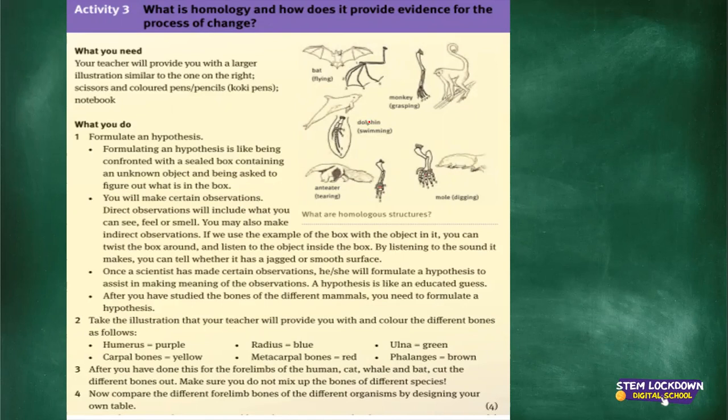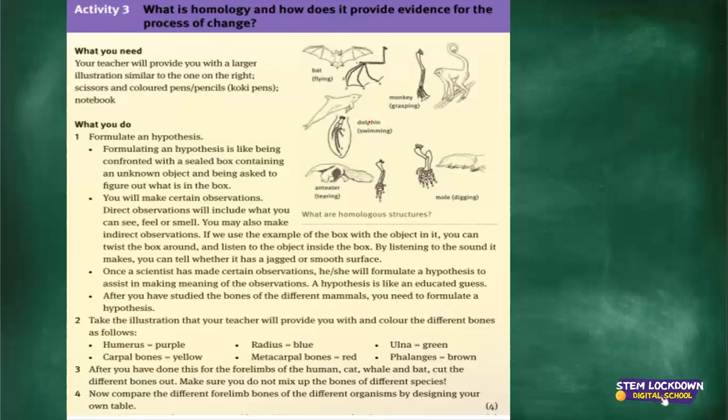Formulate a hypothesis. When you're formulating a hypothesis, it's like being confronted with a sealed box containing an unknown object and being asked to figure out what is in the box. You'll make certain observations. Direct observations will include what you can see, feel, or smell. You may also make indirect observations.